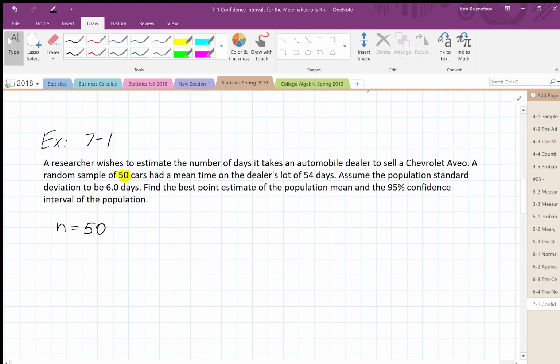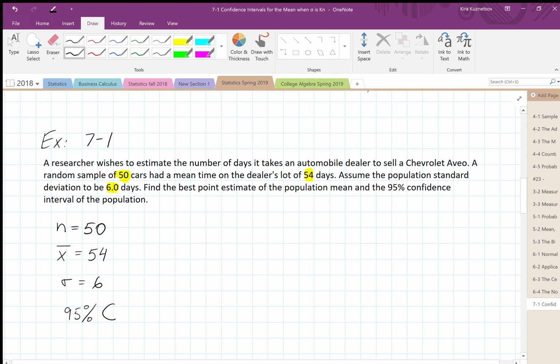Now the sample had a mean time of 54 days. So the 54 days that they gave me is a sample mean. Let me give one more piece of information. Assume the population standard deviation is 6 days. So this is another piece that they give me. Sigma is equal to 6. And what they're looking for is a 95% confidence.